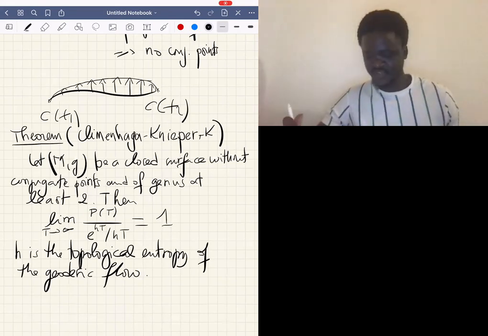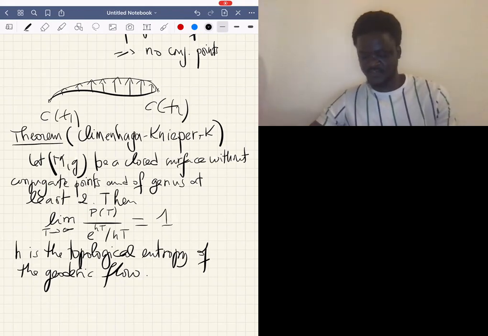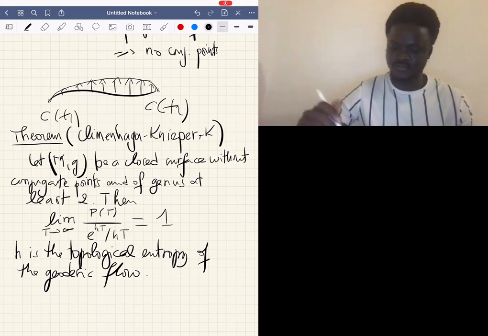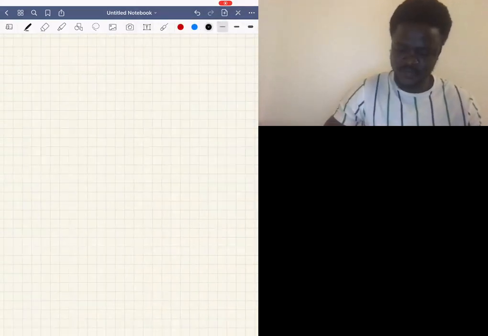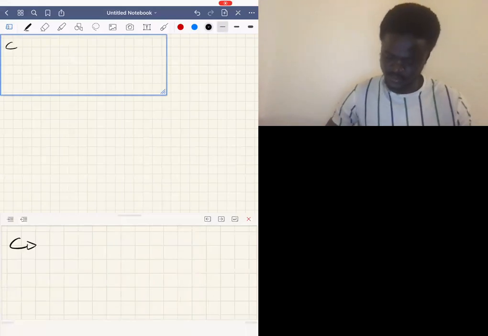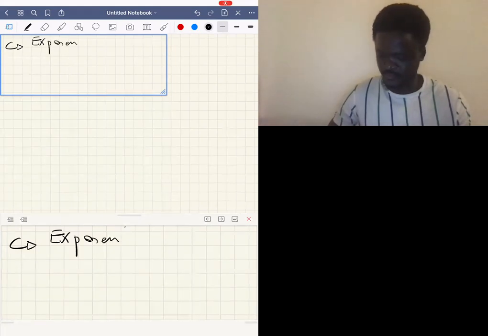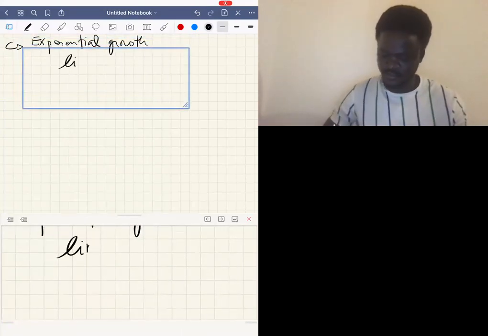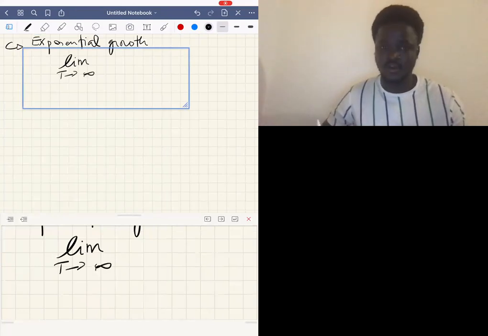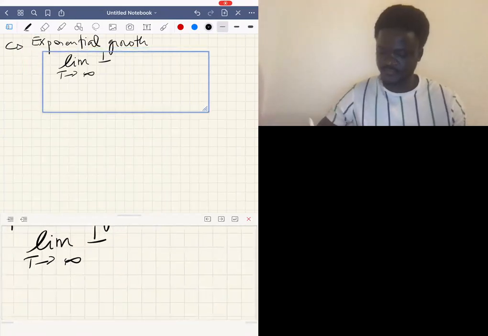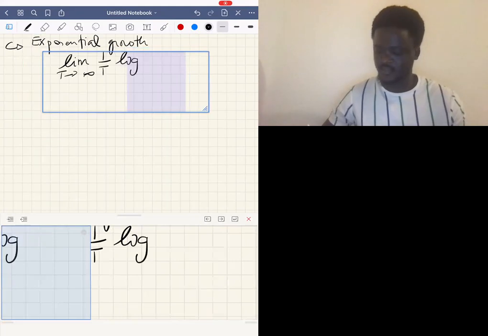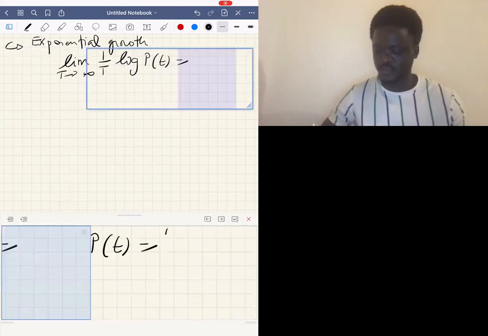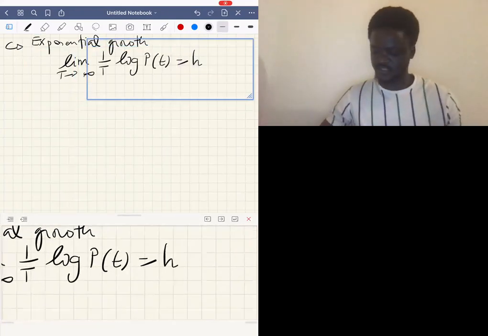Okay, so actually I want to discuss three different types of asymptotic bound that people have studied. One is what we call the exponential growth. This is just that the limit when t goes to infinity of 1 over t log of P t equals the topological entropy. So this is one bound. Let's call this EG, exponential growth.